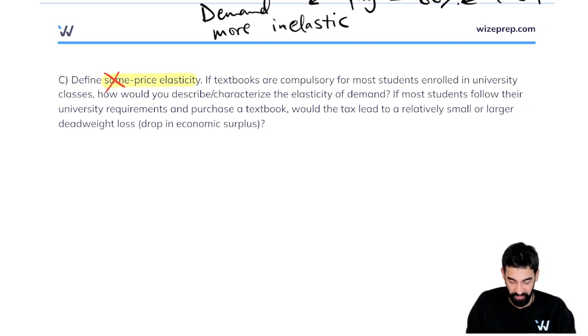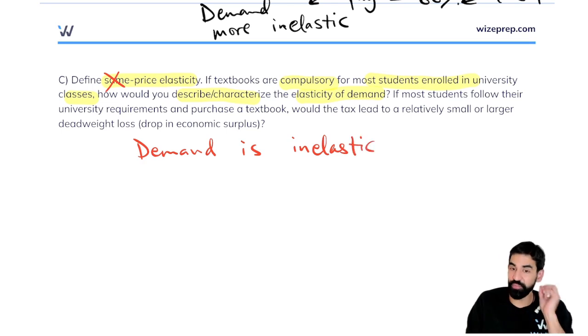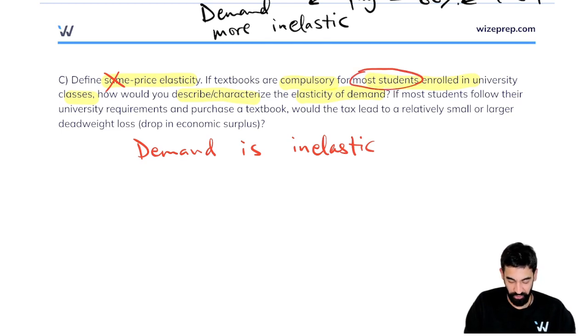It's just price elasticity. If textbooks are compulsory for most students enrolled in university classes, how would you describe or characterize the elasticity of demand? So would you say it's more elastic or inelastic? If it's compulsory for most students, they have to buy the textbook. That means the demand is inelastic. Because that means even if the price goes up, the consumers are going to have to buy the textbook for their class. Some students might not, but most students do, because they said most students enrolled, it's compulsory.